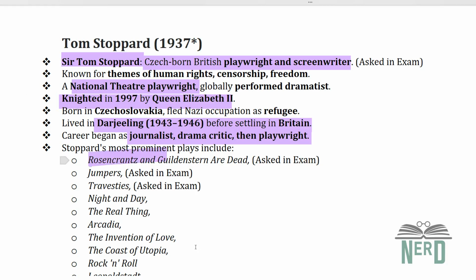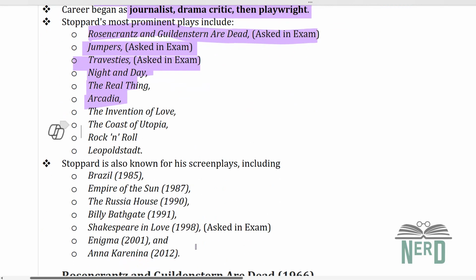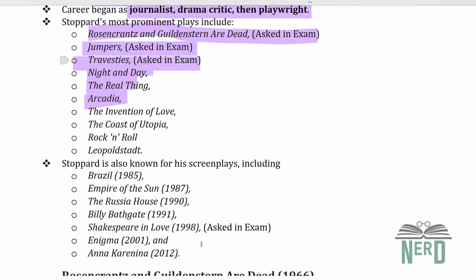In 1997, Stoppard was knighted by Queen Elizabeth II, a recognition of his immense contribution to literature and theatre. Among his most famous plays are Rosencrantz and Guildenstern Are Dead, Jumpers, Travesties, Arcadia, The Real Thing, The Invention of Love, The Coast of Utopia, Rock and Roll, and Leopoldstadt. That's quite a list, but remember, Rosencrantz and Guildenstern Are Dead and Travesties have been asked in exam more than once, so mark them carefully.